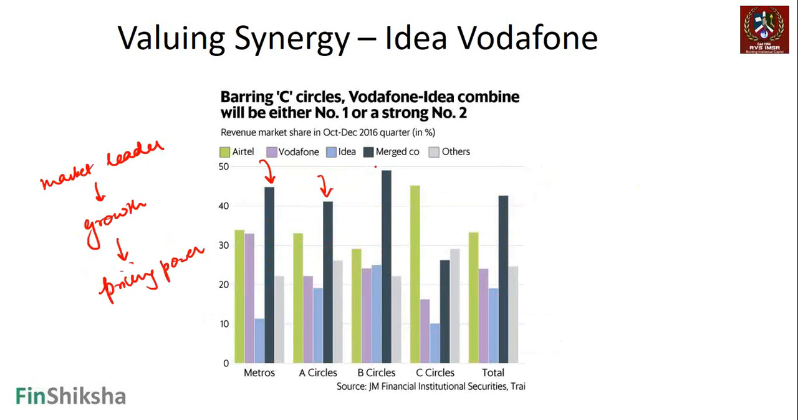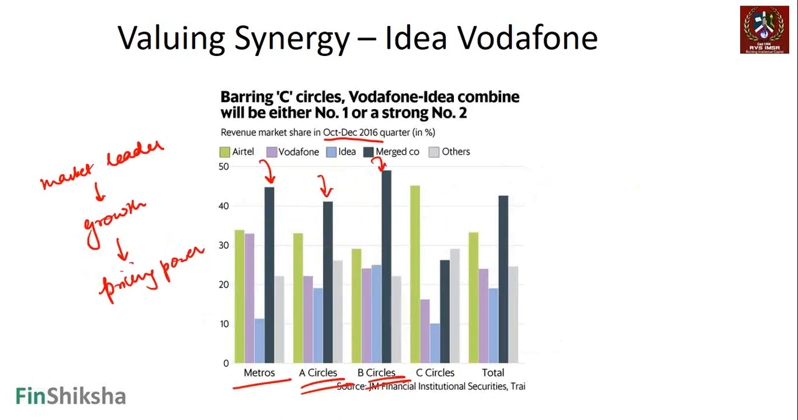You see, this is the merged entity, the blue one, and in almost all major circles, your metros, the larger A circles followed by B circles, the merged entity becomes the market leader, right? Based on revenue market share in the October to December 2016 quarter. And that has significant advantages.